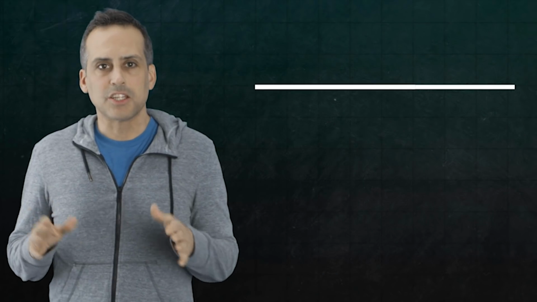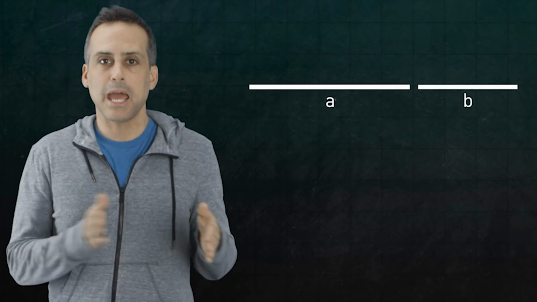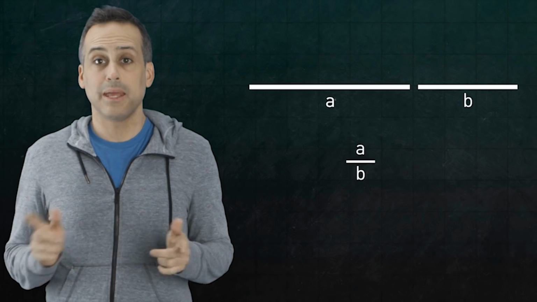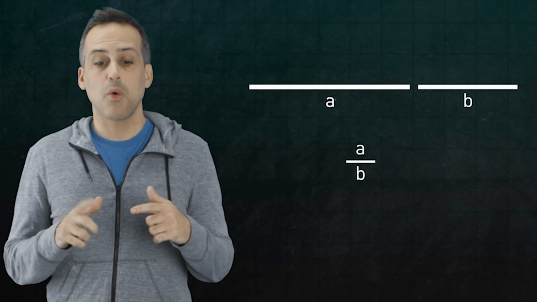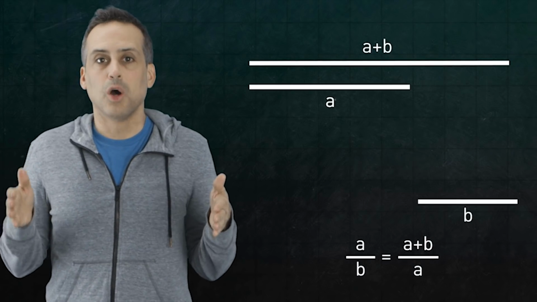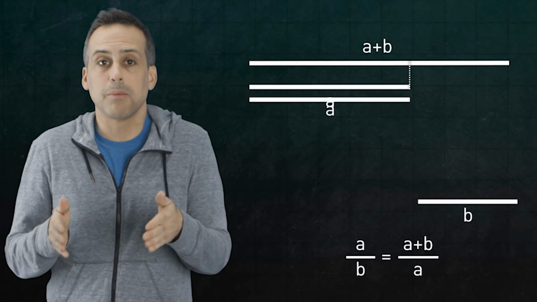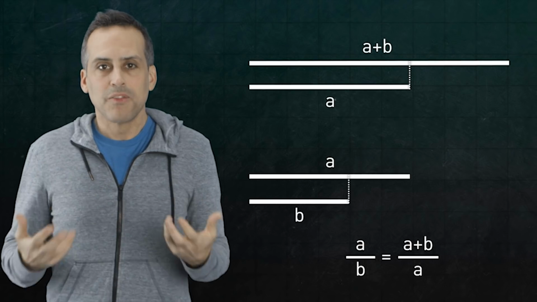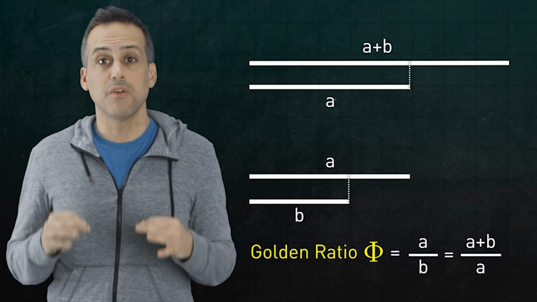Cut a line segment into unequal pieces of lengths A and B, such that the ratio A to B is the same as the ratio A plus B to A. That is, so that the whole big segment over the medium piece equals the medium piece over the small piece. This is how you construct the golden ratio, phi.